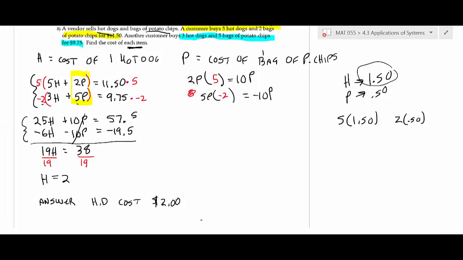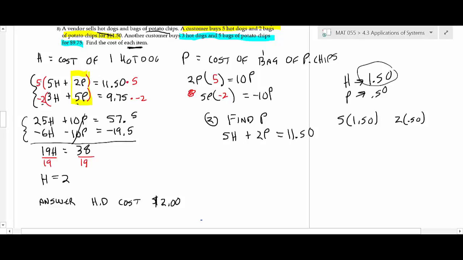Okay, now we got to find the potato chips. Well, here's your choice. You want to go to either original equation. And the best place to go is the original, not way down here, but up in the original. So what I'm going to do for my second step is I now need to find what p is. So I pick an original equation and I write it down. So I'm going to pick the top one, 5h plus 2p equals 11.50. If you pick the second equation, you'll still get the same answer. So that's your choice. So what I'm going to do is I'm going to replace the hot dog's price with 2, and then I'm going to solve the equation.